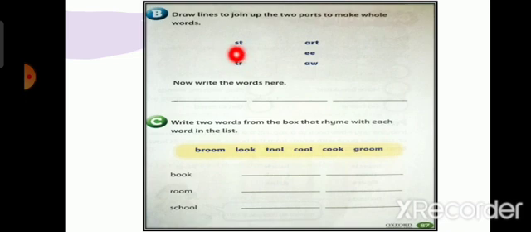St, st, art, st, e, or st, or. How can you make a new word? Yes, you are right. You will match st with art, then it will become start. You have to match st with art. Start.